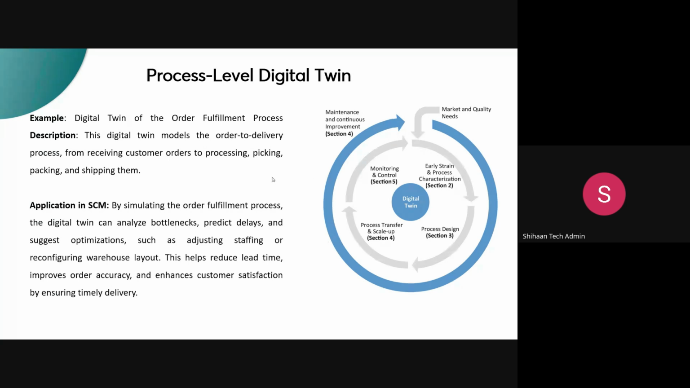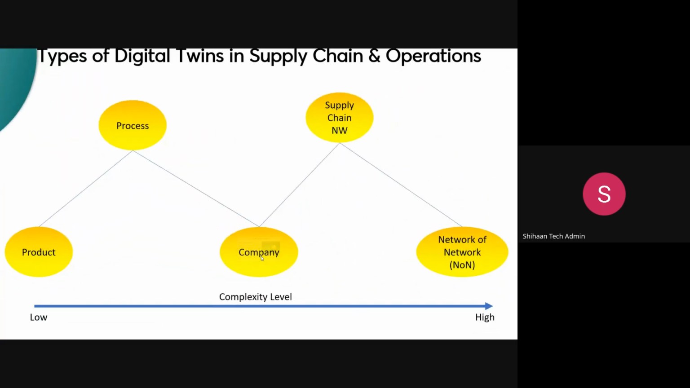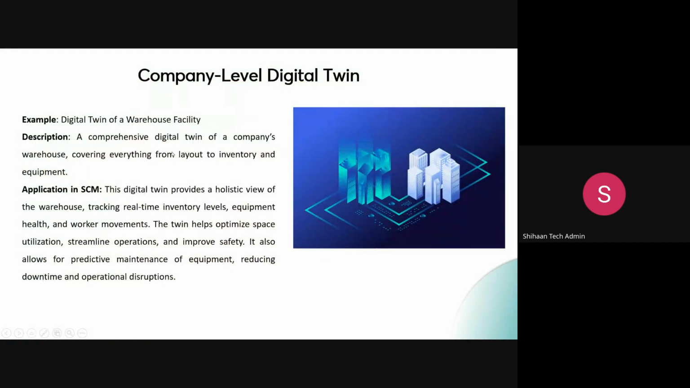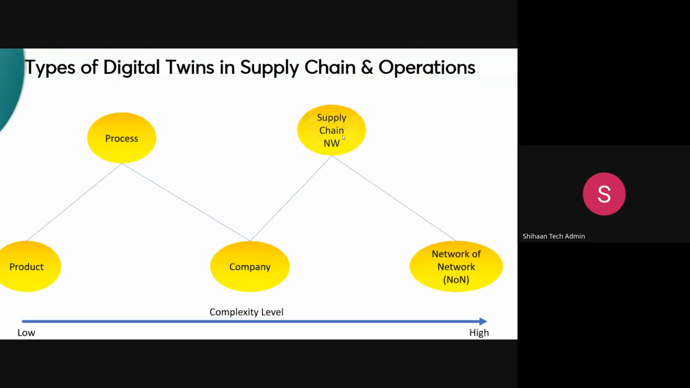Okay, so let's say the other digital twin. If we talk about company level digital twin, an example would be a digital twin of a warehouse facility, an inventory house, or a distribution channel. It can be any entity where you can build a digital twin of the same entity. And what will it help you with? It will give you a holistic view of the warehouse, tracking real-time inventory levels, equipment health, and the workers' movements. Again, the complexity will be a little higher than the product and the process to build a digital twin at a company level.